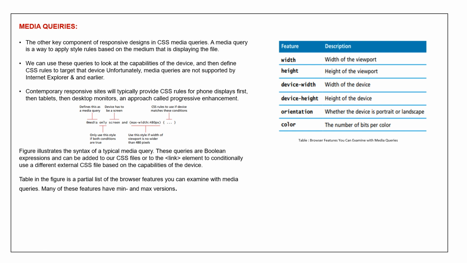Firstly, width is the width of the viewport. Height is nothing but the height of the viewport. Device width is the width of the device. Device height is the height of the device. Orientation describes whether the device is in portrait or landscape. Color is the number of bits per color.